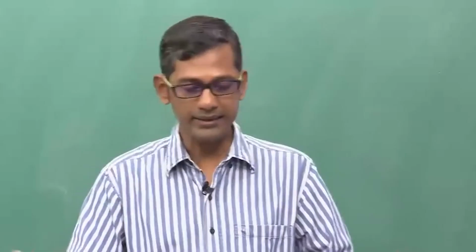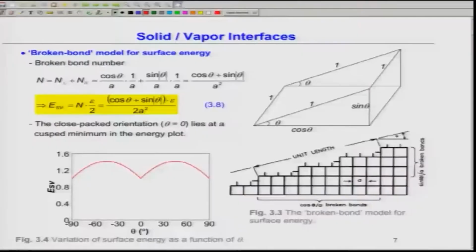That is why we need to consider a generalized view, and the generalized view says that the total number of bonds broken is the number of bonds perpendicular to the surface plus those parallel to the surfaces. I am not doing the mathematics, you can do that. Actually these mathematics are not difficult. If we do the proper calculations, the number of bonds will be equal to cos theta by a square, which are broken in the perpendicular directions, where theta is the angle which the surface is making with the bulk, and similarly it is sin theta by a square for the parallel ones.